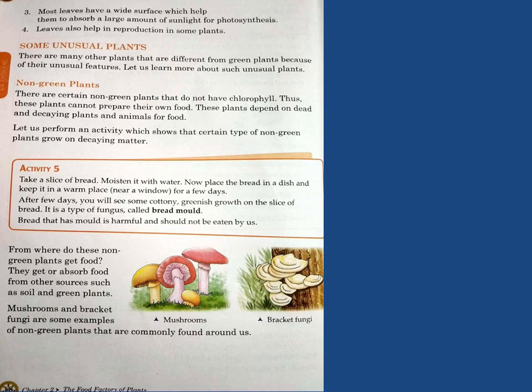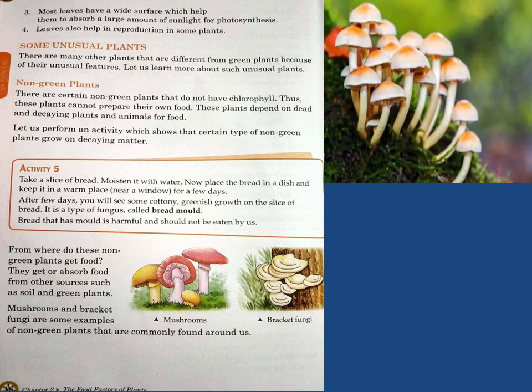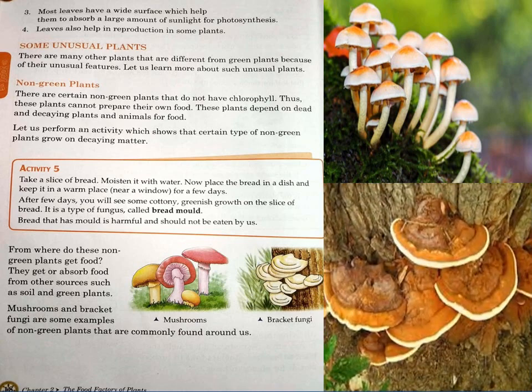The first one, given in our book on page number 18, if you follow it, is non-green plants. There are certain non-green plants. So these plants are non-green. What is the green substance present in plants? We have already learned that the name of that green substance is chlorophyll, right?